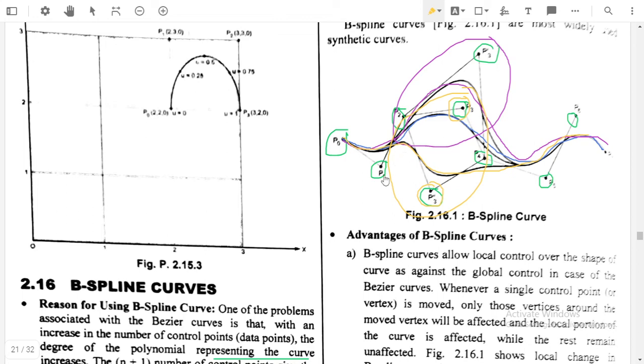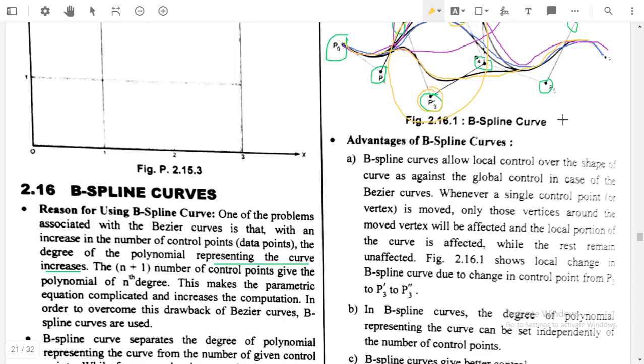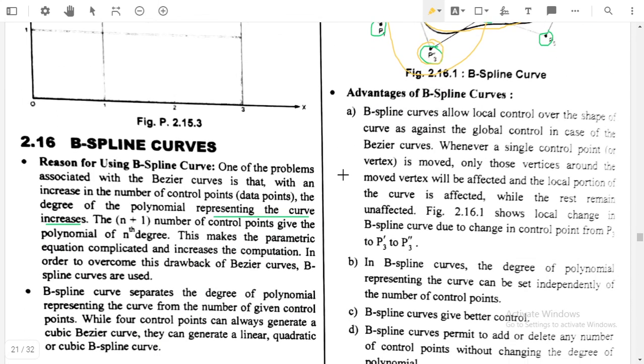So here are some advantages of using a beta spline curve. The beta spline curve allows local control over the shape of the curve, against the global control in the case of a Bezier curve. In a Bezier curve, if we change any point of the given data points, then the overall shape of the curve will change. But in a beta spline curve, there is local control, so only that portion of the curve will change, and the remaining portion remains the same.